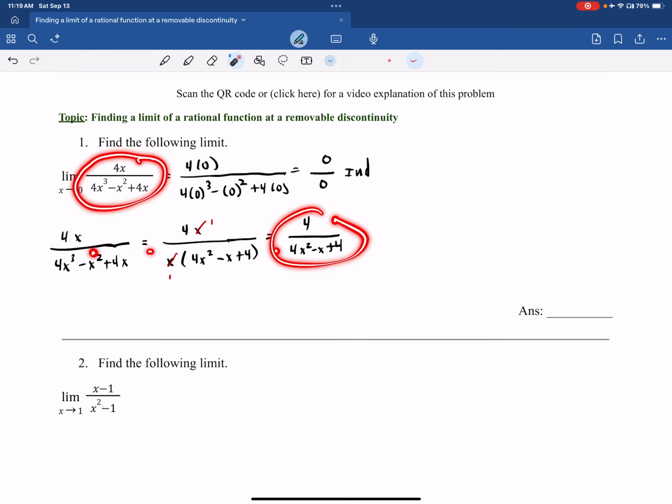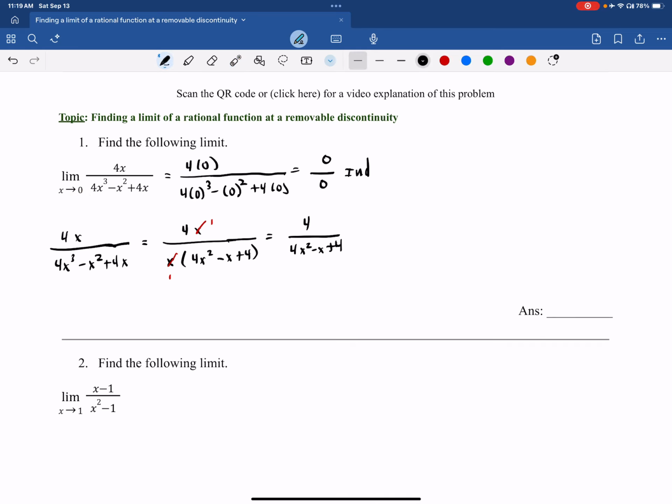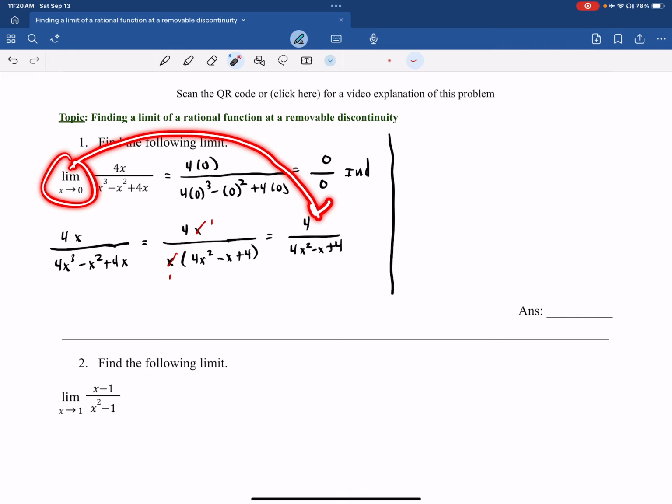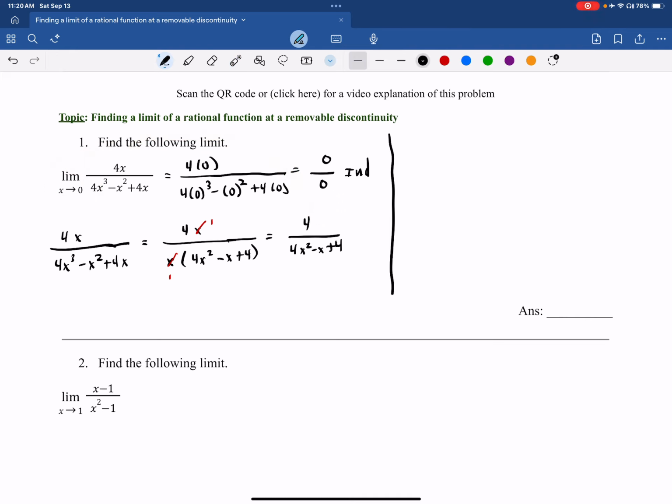So these functions are absolutely identical, because we have our equal signs here. We've proven that they're identical everywhere except at x equals 0, but because this is a limit, we don't care what happens at the point, only near the point. So instead of finding the limit as x approaches 0 of the difficult function, I'm actually going to find the limit as x approaches 0 of the simplified function instead. So this is equivalent to the limit as x approaches 0 of the simplified version of the function, 4 over 4x squared minus x plus 4.